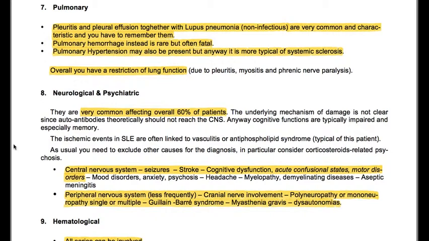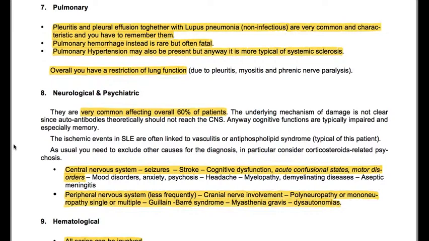You have also neurologic and psychiatric manifestations, which are very common, affecting overall 60% of patients. The underlying mechanism of damage is not clear since autoantibodies theoretically should not reach the CNS. Anyway, cognitive functions are typically impaired, and especially memory. Ischemic events in SLE are often linked to vasculitis or antiphospholipid syndrome, which is typical of this patient. As usual, you need to exclude other causes for the diagnosis. In particular, consider corticosteroid-related psychosis.